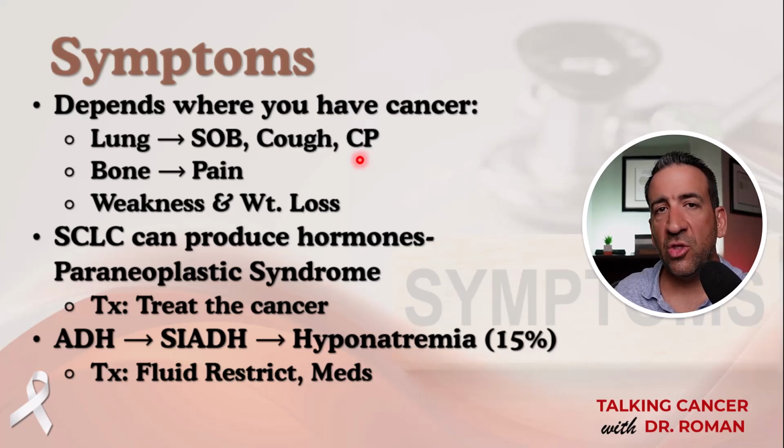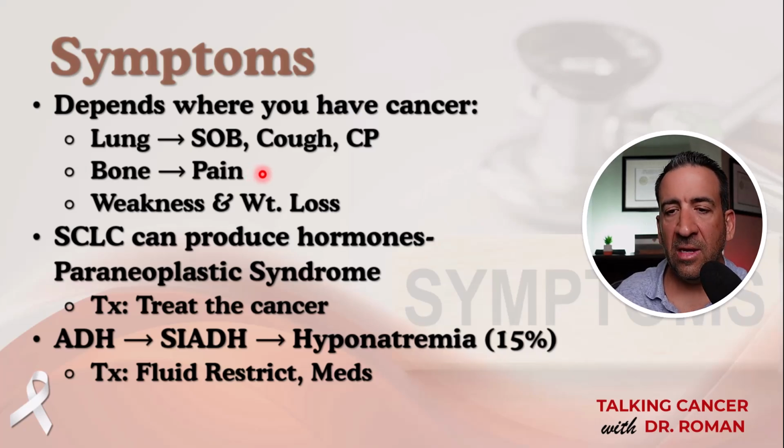Also, if it has spread to a bone, like for example, a rib, it can cause bone pain. It can also cause weakness and weight loss the more advanced that cancer becomes. Again, you can have other symptoms, but it really depends where the cancer is located.